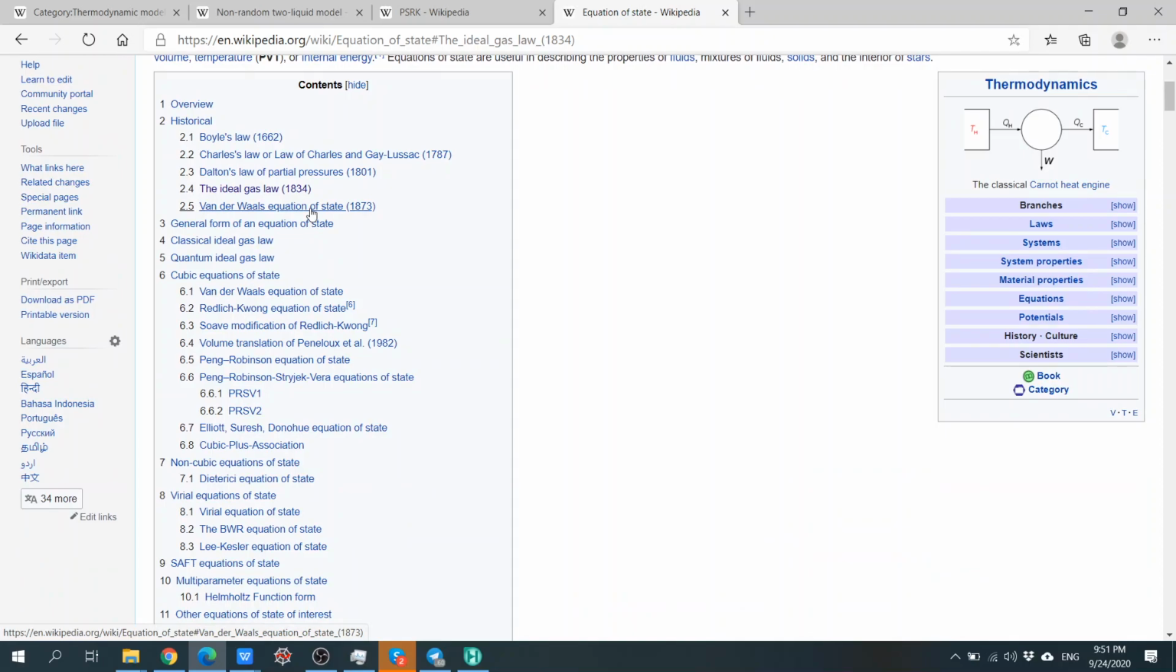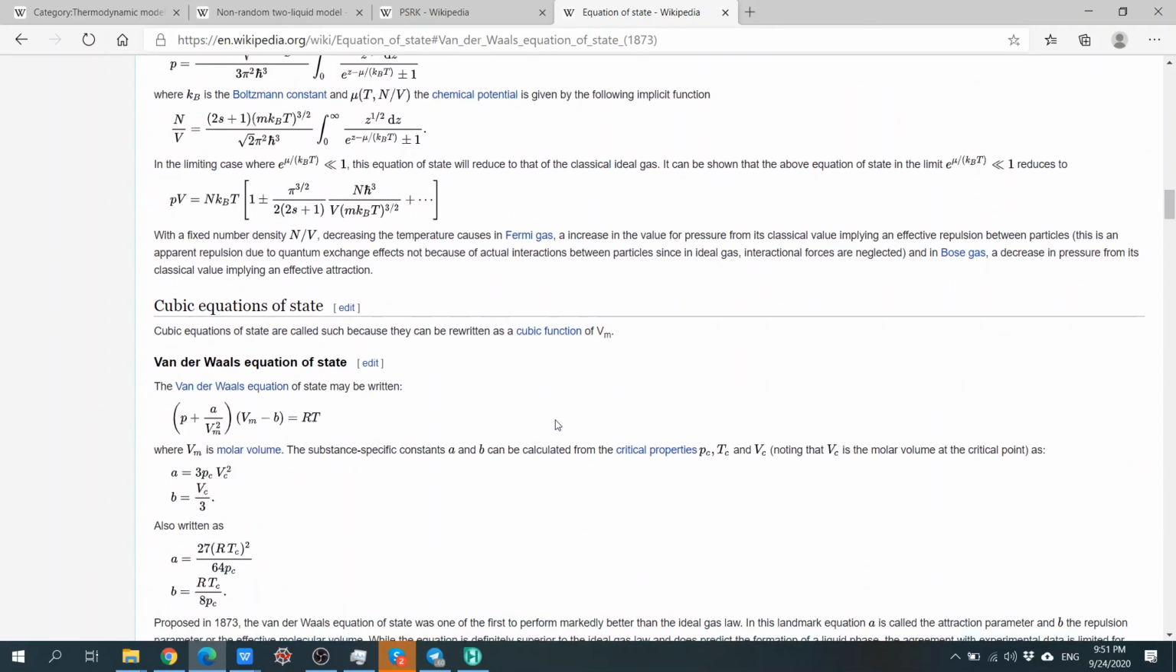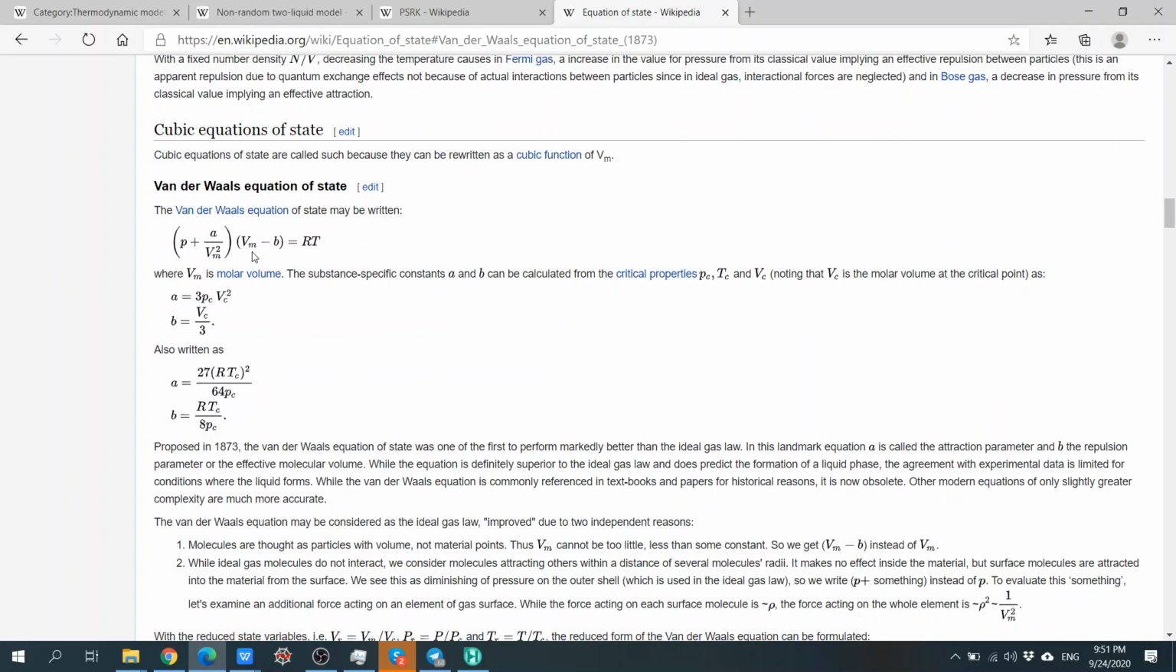Because molecules like methane and hydrogen have different sizes, right? It's very easy to imagine that different molecules have different sizes. If one molecule is bigger, it may have a different interaction compared to smaller molecules. So they add this, the correction for the volume.